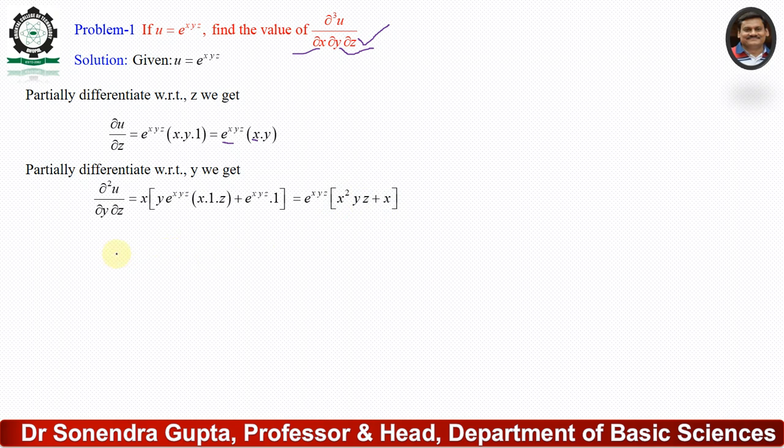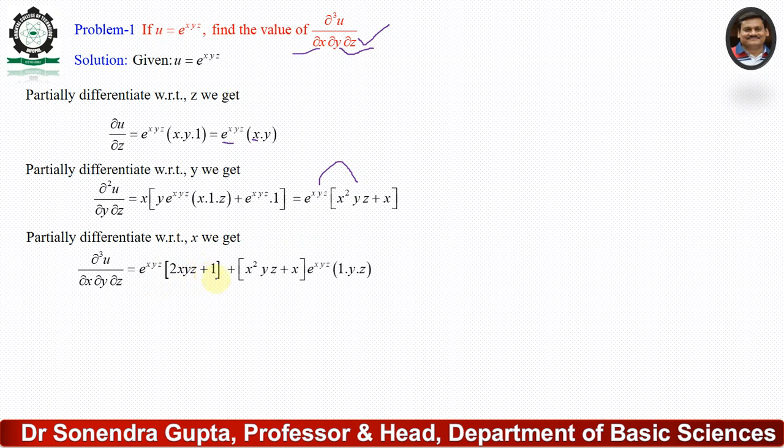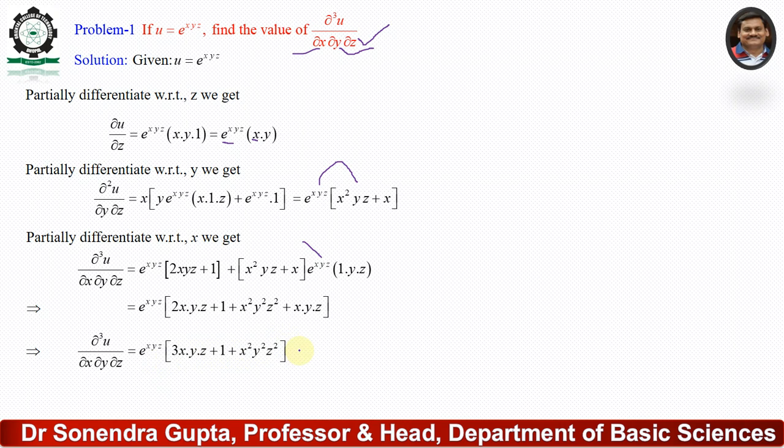Again we differentiate with respect to x. It means that we apply the product rule to the first term and the second term. Then e to the power x y z into 2 x y z plus 1, plus x squared y z plus x into e to the power x y z into y z. We take the common value e to the power x y z. Then we get 2 x y z plus 1 plus x squared y squared z squared plus x y z. Now the final answer is e to the power x y z into 3 x y z plus 1 plus x squared y squared z squared, and this is your required solution.